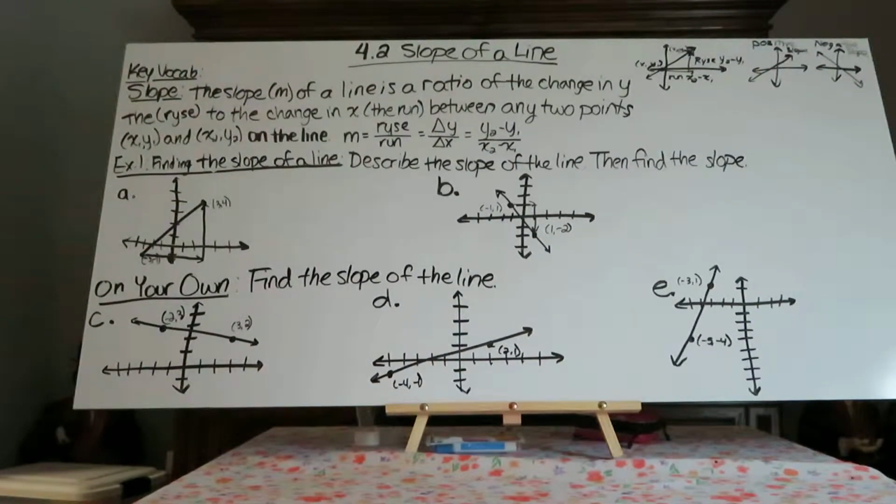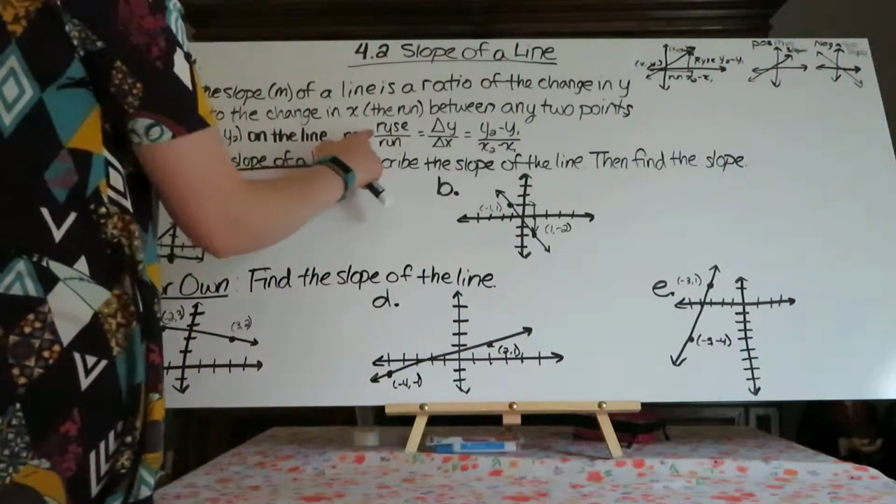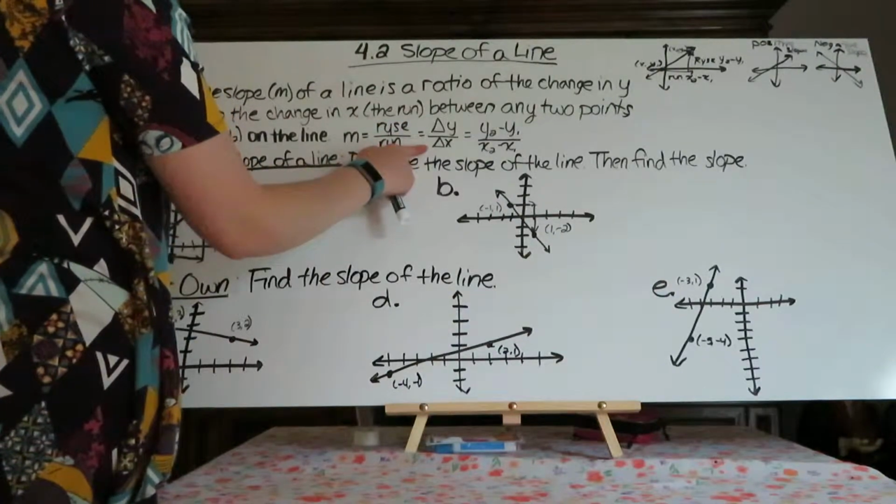Slope of a line. The vocabulary, slope. The slope m of a line is a ratio of the change in y, the rise, to the change in x, the run, between any 2 points. So we have x1, y1, and x2, y2 on the line. So m means slope. The variable m means slope, which is rise divided by run, which is the change in y divided by change in x.